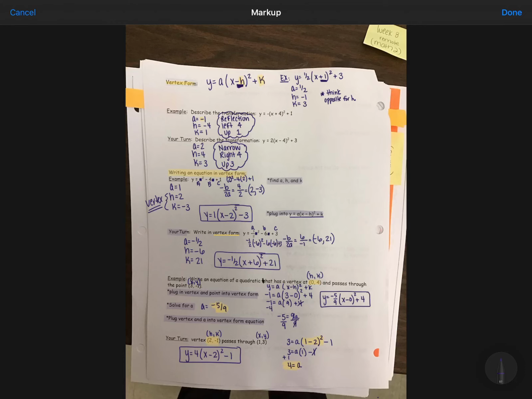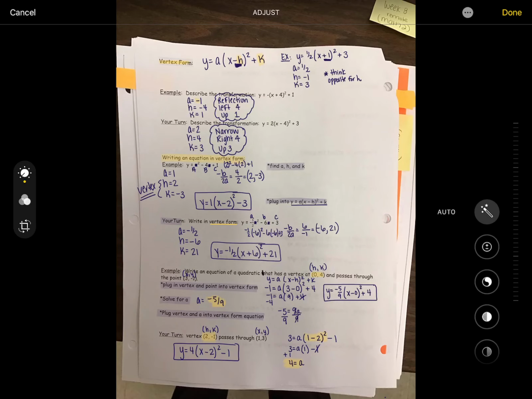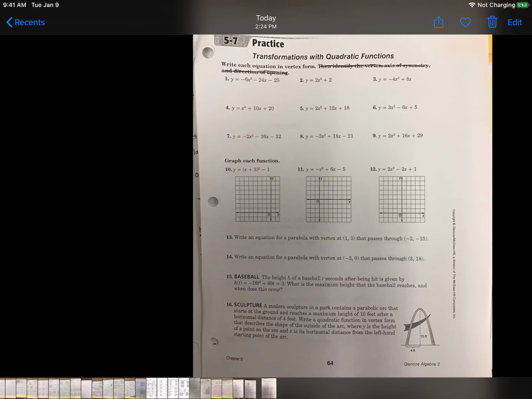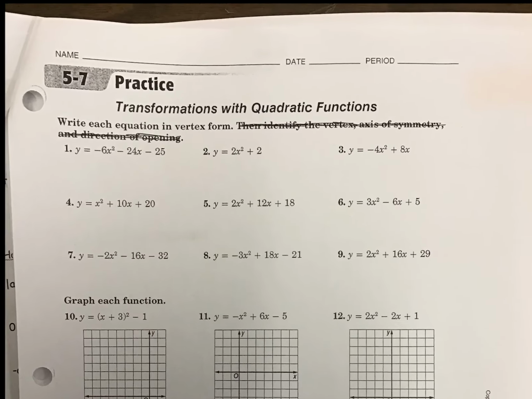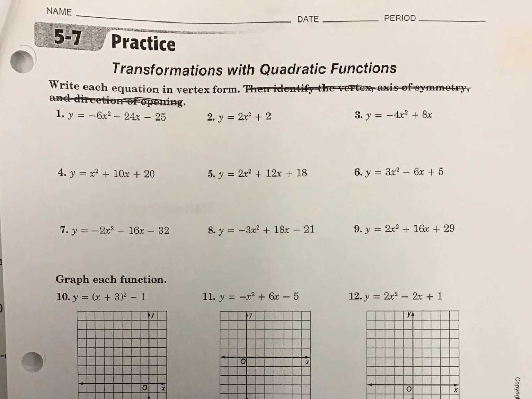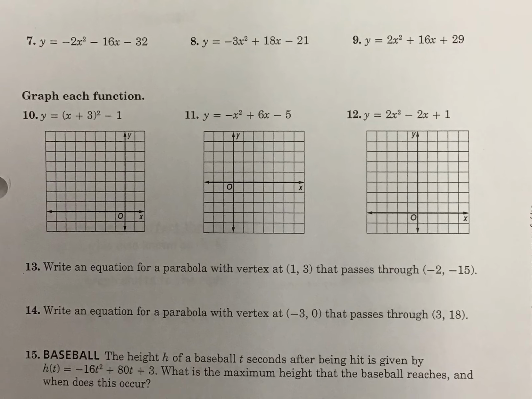Let me know if you guys have any questions, and hopefully you were able to follow along and you have a practice worksheet that you will use your notes to help you. It looks just like this. The first part, you're going to write each equation into vertex form. So you will need a, h, and k. And then you will graph each function. And we have graphed already, so that 10, 11, and 12 is basically review.